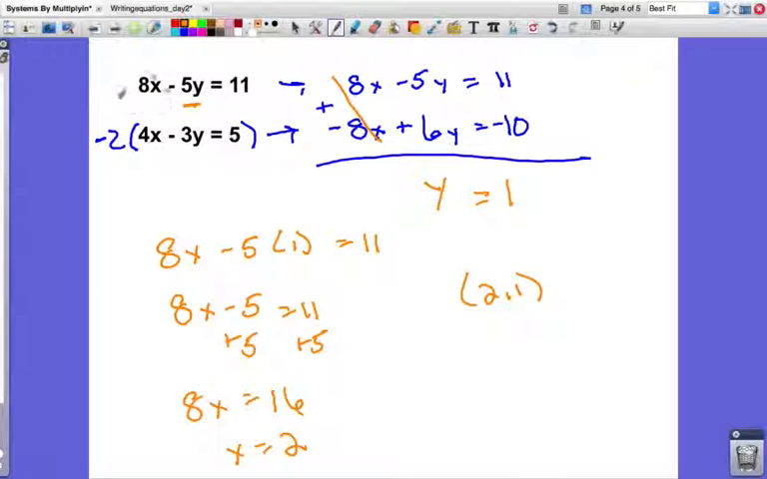So again, when we want to eliminate something, we want to make sure they have opposite signs, so they have to be negative and positive, but they have to have the same coefficient right here. And that's how we eliminate. So if they initially have the same sign, just multiply by a negative number, and that'll give you the opposite sign so you can eliminate.